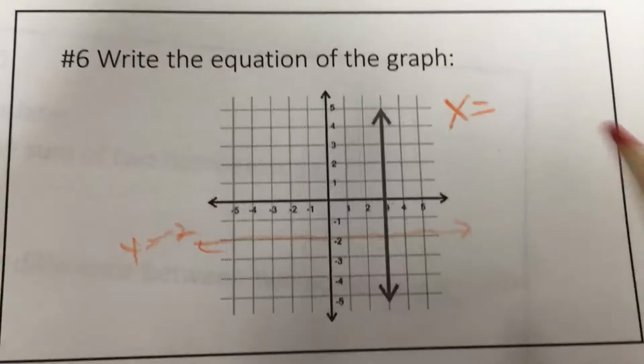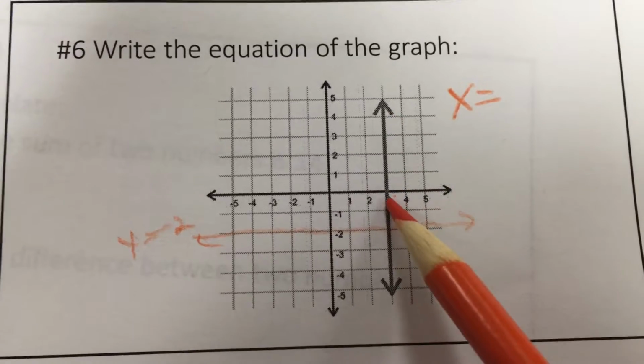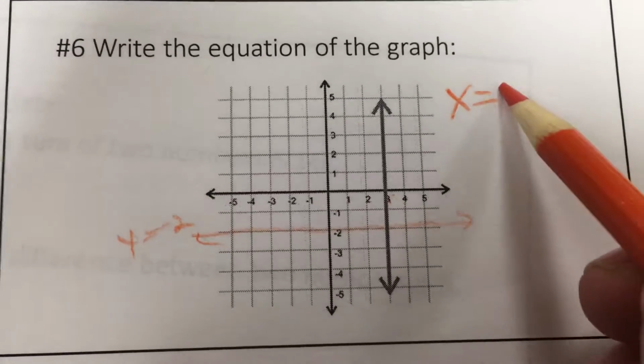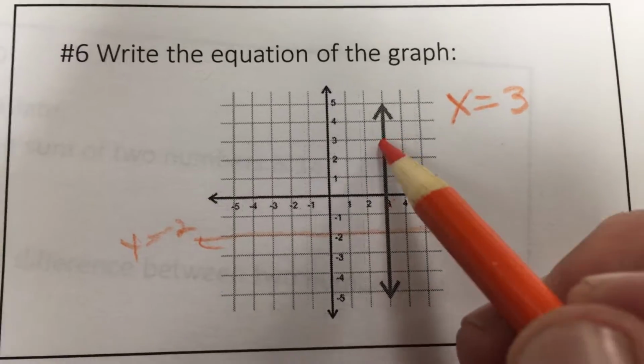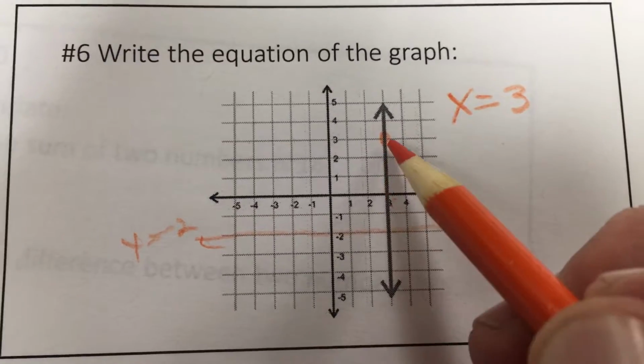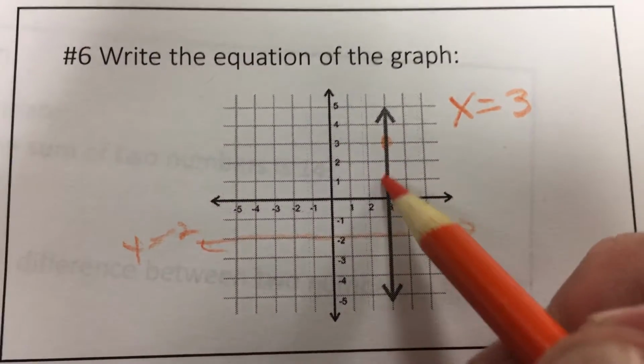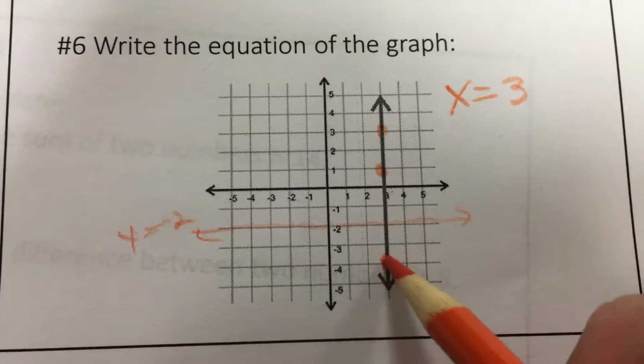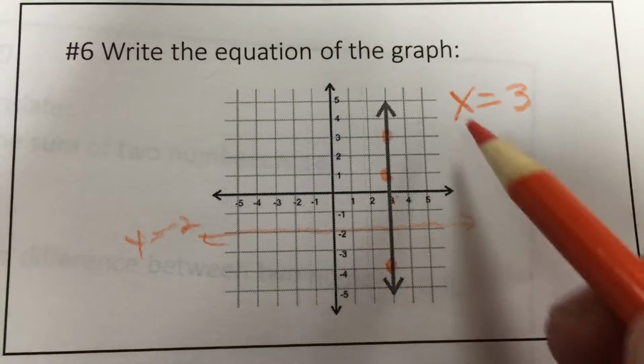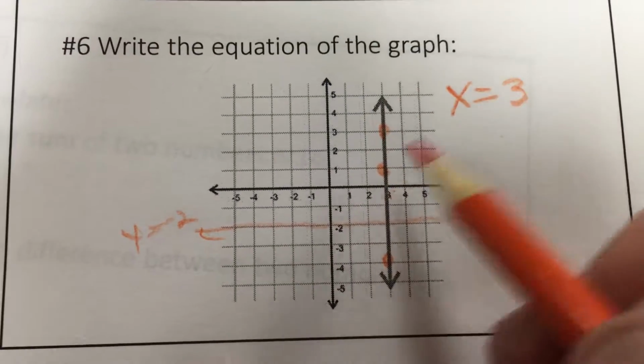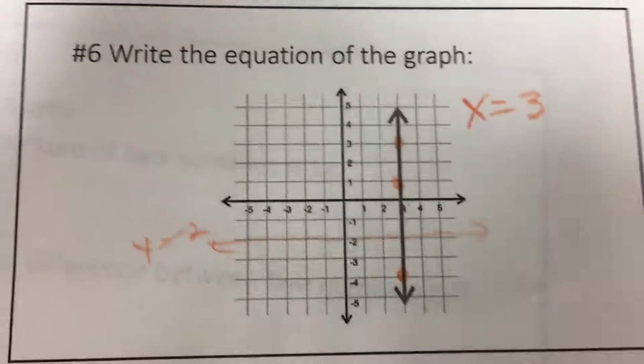You just have to remember that when you see this, it's whatever number it's touching on the x-axis is what x is equal to. Because every single point on here, the x number is 3. Right here is the point 3, 3. This is the point 3, 1. This is the point 3, negative 4. So this line is going to be x equals 3 because no matter where you pick a point, the x number is 3.